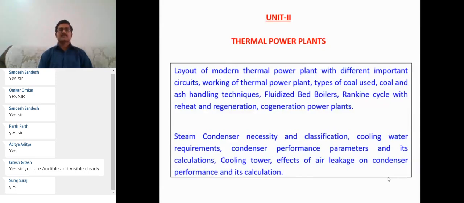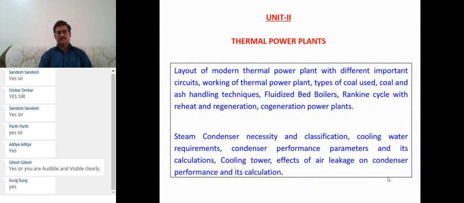The different types of classification of the steam condensers used in the thermal power plant, the different mechanical arrangements, the differences between the different types of condensers, the cooling water requirements, and the condensate obtained after the condenser. Then condenser performance parameters, that is, calculating the efficiency of the steam condenser, normally called the vacuum efficiency. The calculations of the performance parameters for the condenser we will discuss.